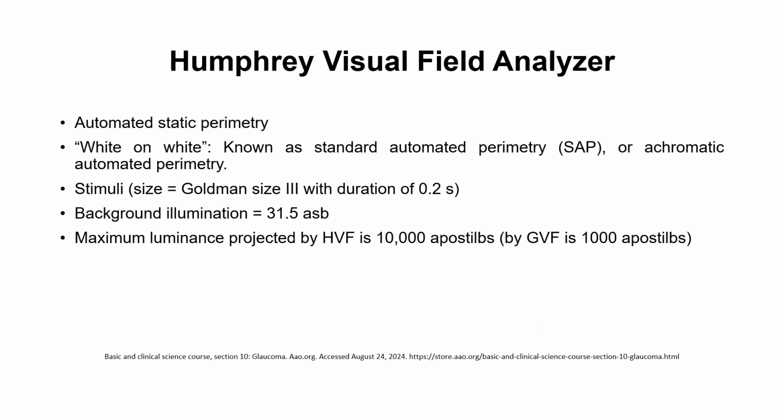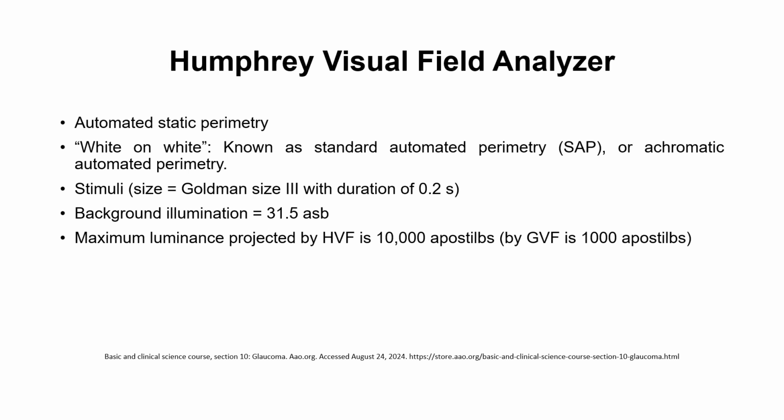As we said, these are the basics of the Humphrey visual analyzer. It's automated static perimetry. It uses what we call standard automated perimetry or achromatic automated perimetry, which is white on white, which means that it presents a white stimulus on a white background. The stimulus size is Goldmann size 3 with a duration of 0.2 seconds, and the background illumination is 31.5 apostilbs, and the maximum luminance produced by the Humphrey visual field is 10,000 apostilbs compared to the Goldmann visual field's 1,000 apostilbs.